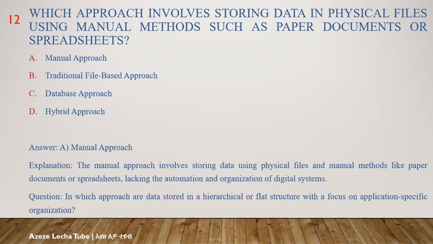Manual approach. Here's why. This approach relies on human intervention for data storage and management. Physical documents like paper files, notebooks, and spreadsheets are the primary means of storing data. The process is entirely manual, with no reliance on computers or software. Traditional file-based approach: while it involves storing data in files, it utilizes computer systems for storage and organization. Files are typically digital and organized in folders on a computer or network drive.